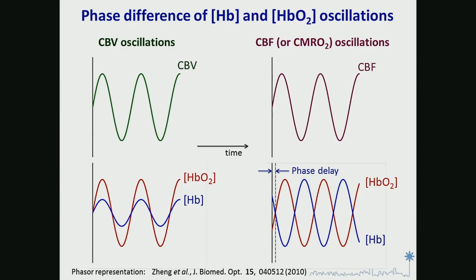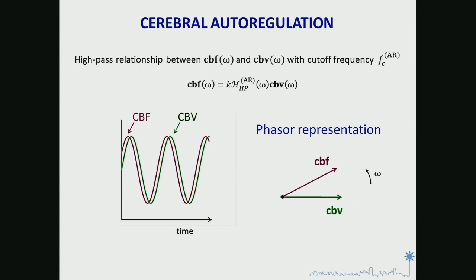But this is a case where blood volume and blood flow are assumed to be perfectly in phase with each other. It turns out that this is almost never the case. And in fact, because of cerebral autoregulation, blood flow usually is ahead of blood volume changes. And this can be represented by a relationship between blood flow and blood volume. And here I should point out that autoregulation is really a relationship between blood flow and blood pressure, mean arterial pressure. But in a number of cases, it's reasonable to take blood volume as a surrogate for blood pressure.